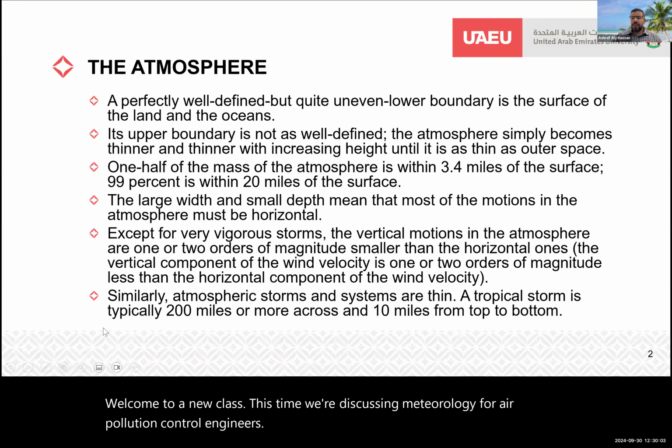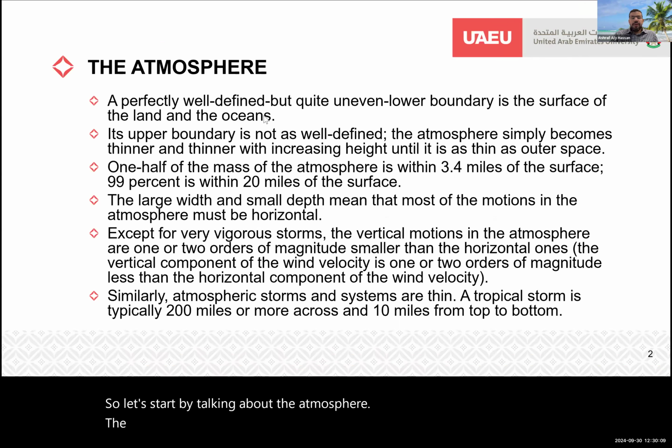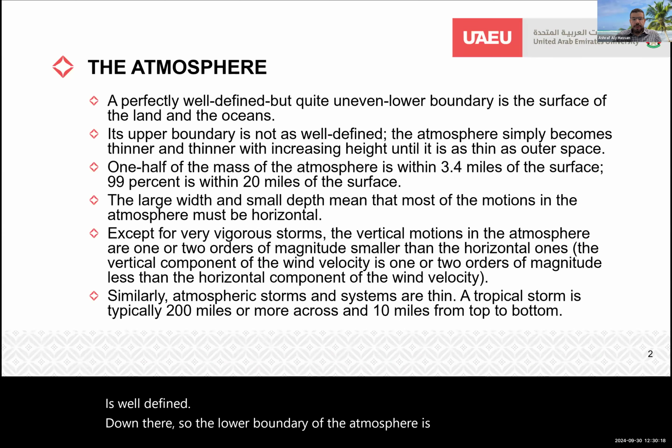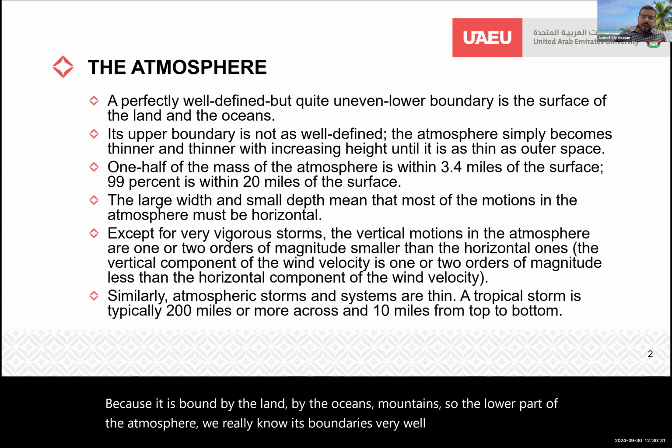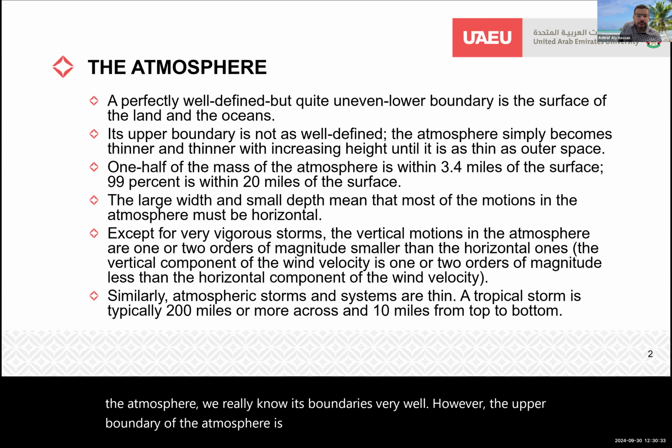So let's start by talking about the atmosphere. The atmosphere is well defined down there. The lower boundary of the atmosphere is really perfectly shaped because it is bound by the land, by the oceans, mountains. So the lower part of the atmosphere, we really know its boundaries very well. However, the upper boundary of the atmosphere is not very well defined.